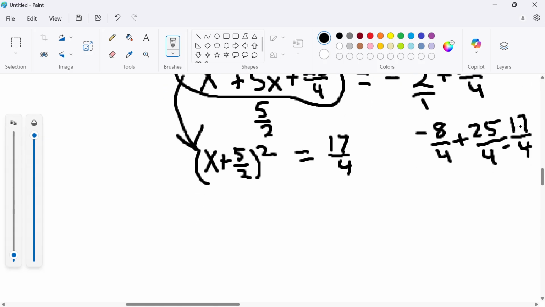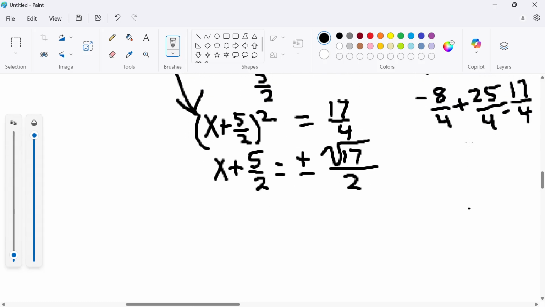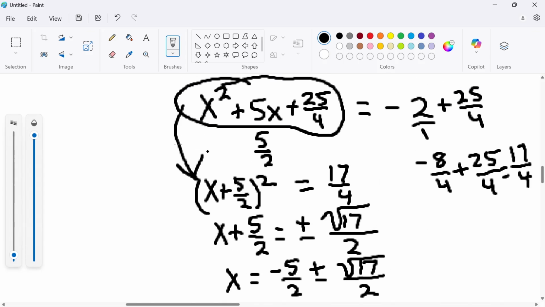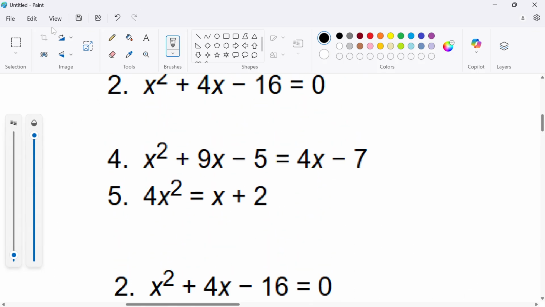Now I will square root both sides. X plus 5 halves equals plus or minus square root of 17 divided by square root of 4, which is 2. And then I will subtract 5 halves from both sides. X equals minus 5 halves plus or minus square root of 17 over 2. And again, you can check that in Desmos. I'm not going to, but you can, to make sure that you're getting these things right.